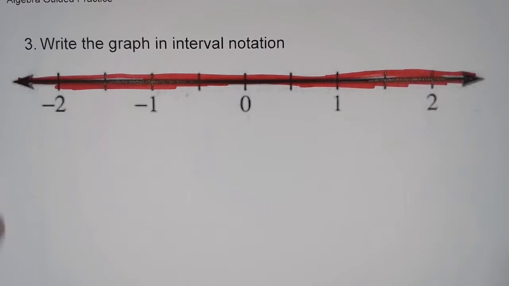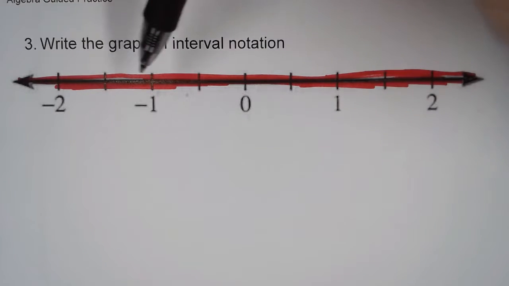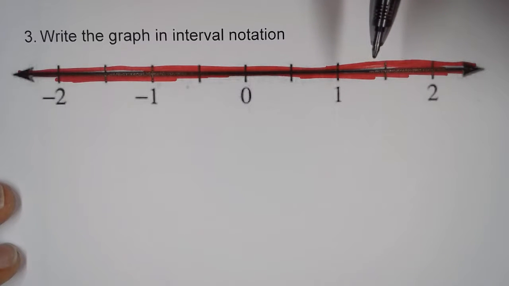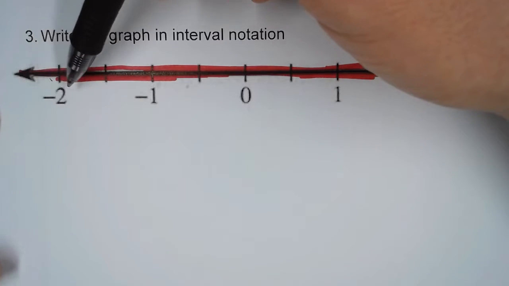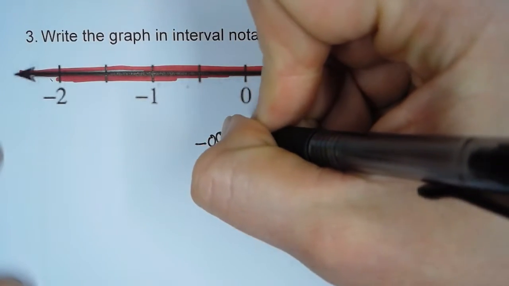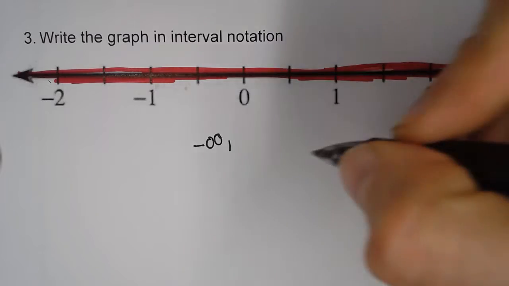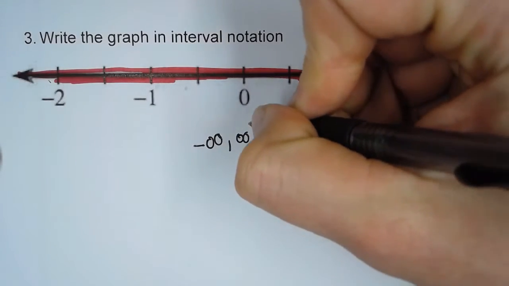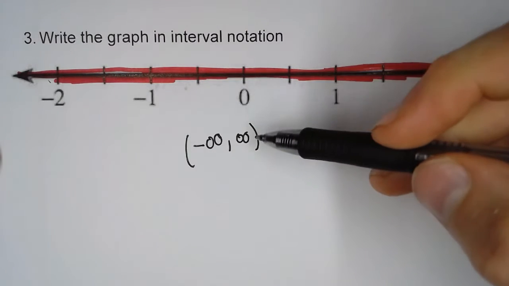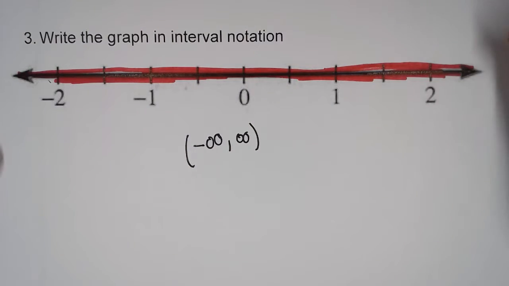For the third one, there's no break. There's no opening. The entire number line is shaded. And so a lot of people will say, well, this is all real numbers. True, but how would you say that in interval notation? Well, you ask, what's the leftmost number that's highlighted? Well, it's negative infinity. What's the rightmost number? That is positive infinity. And in both cases, infinity is never included, so we always put parentheses around both of them.